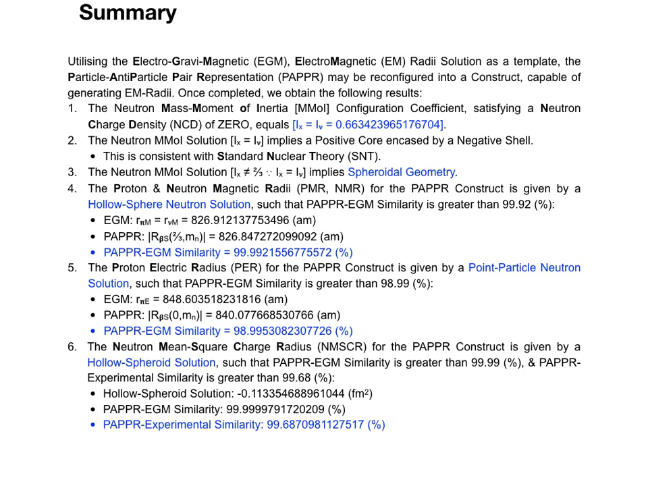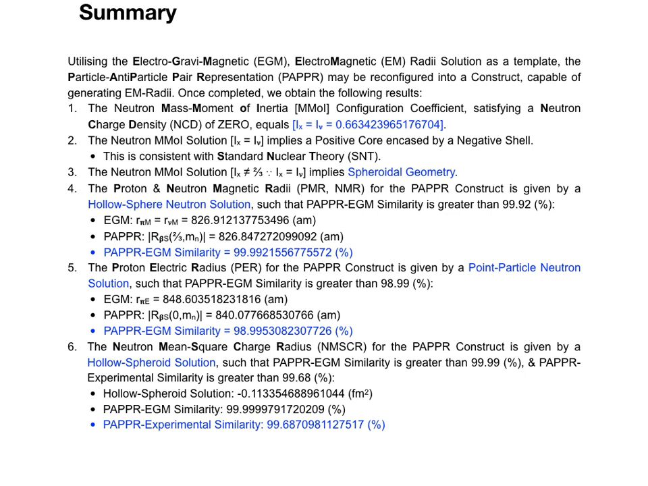However, by utilising the electrogravimagnetic electromagnetic radii solution as a template, the particle-antiparticle pair representation may be reconfigured into a construct capable of generating electromagnetic radii. Once completed, we obtain the following results. Number 1. The neutron mass moment of inertia configuration coefficient satisfying a neutron charge density of 0 equals 0.663. Number 2. The neutron mass moment of inertia solution I sub x equals I sub nu implies a positive core encased by a negative shell.